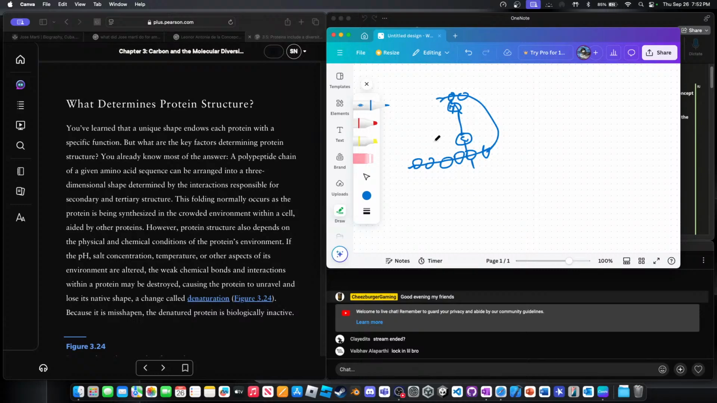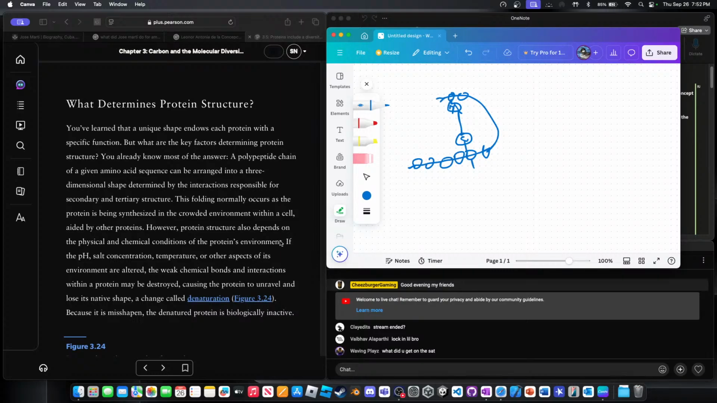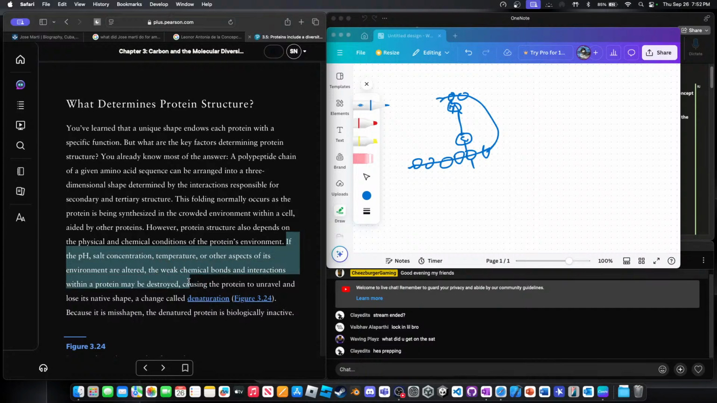A polypeptide chain of a given amino acid sequence can be arranged into a three-dimensional shape determined by the interactions responsible for secondary and tertiary structure. This folding normally occurs as the protein is being synthesized in the crowded environment within a cell, aided by other proteins. However, protein structure also depends on the physical and chemical conditions of the protein's environment. If the pH, salt concentration, temperature, or other aspects of its environment are altered, the weak chemical bonds and interactions within a protein may be destroyed, causing the protein to unravel and lose its native shape, a change called denaturation.